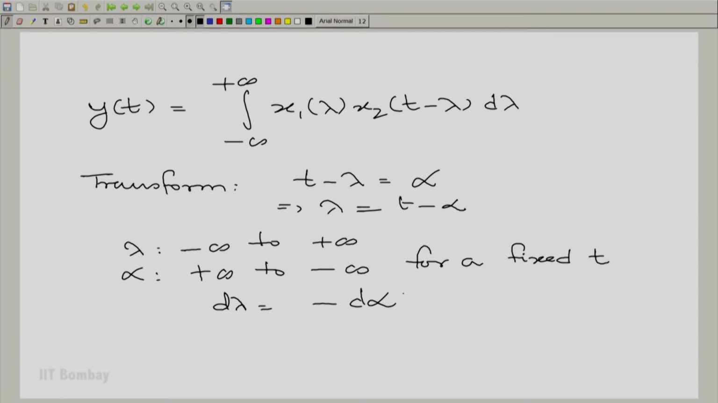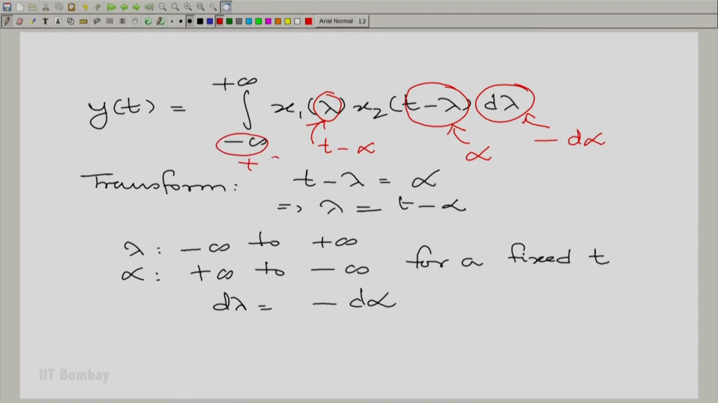So, all in all, we must now make the replacement of variable as follows. Let us do it here. t minus alpha needs to be replaced by lambda, or t minus lambda by alpha, it is the same thing, and d lambda is minus d alpha. And here this would go from plus infinity to minus infinity. So, what we see in red is the modified form of the integral, and now we need to put the integral back in the form which is familiar to us.